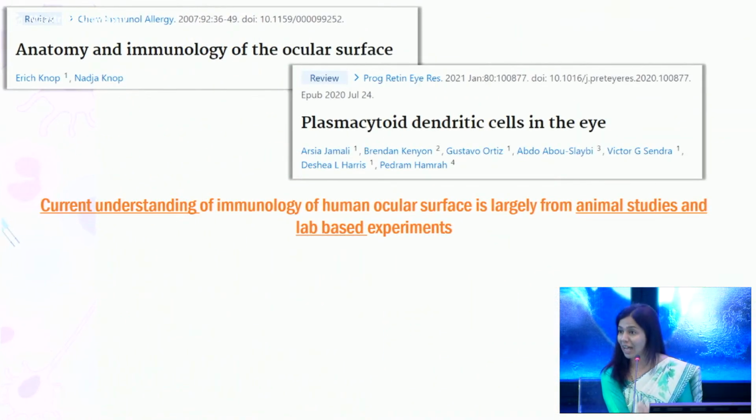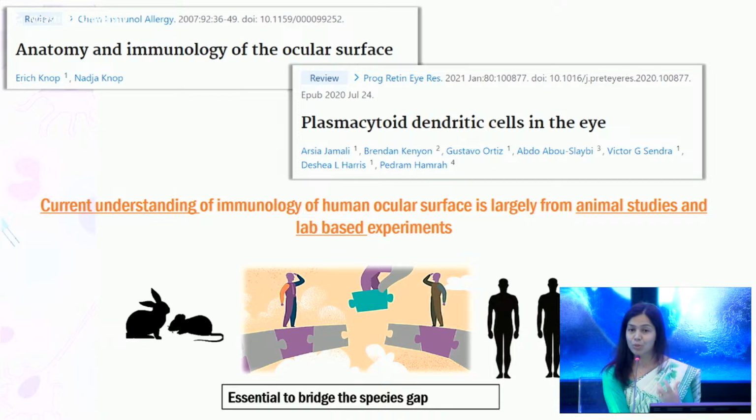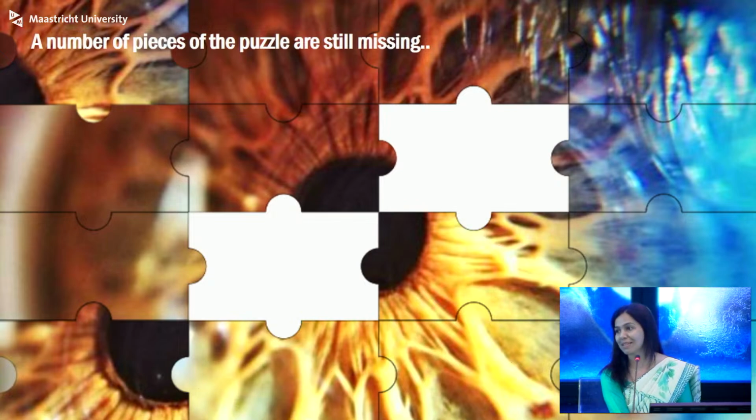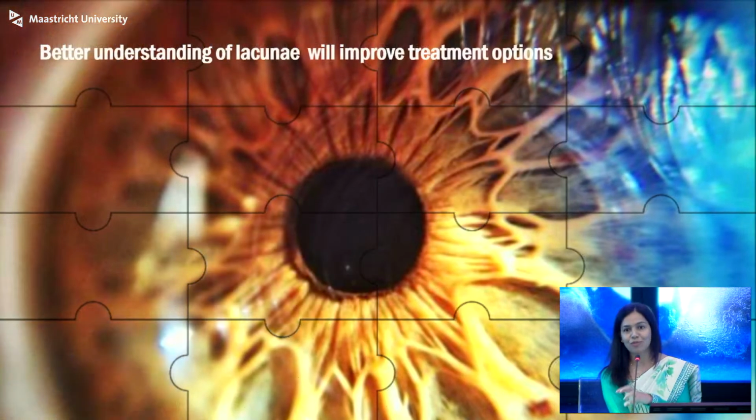Our knowledge, which we have about all of this, is based largely on animal studies and lab-based experiments. We do not have that much information directly from the human ocular surface, and it is essential for us to bridge this gap in knowledge that we have. There are so many pieces in the puzzle that are missing, and once we try to fill this lacuna, we might be able to treat our patients that much better by understanding the disease better.